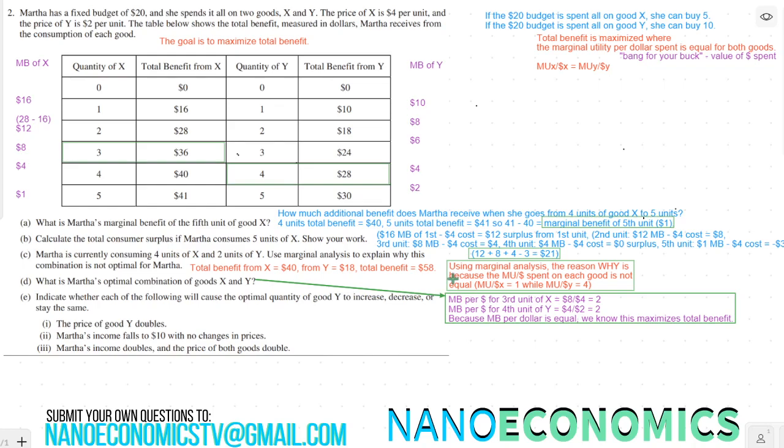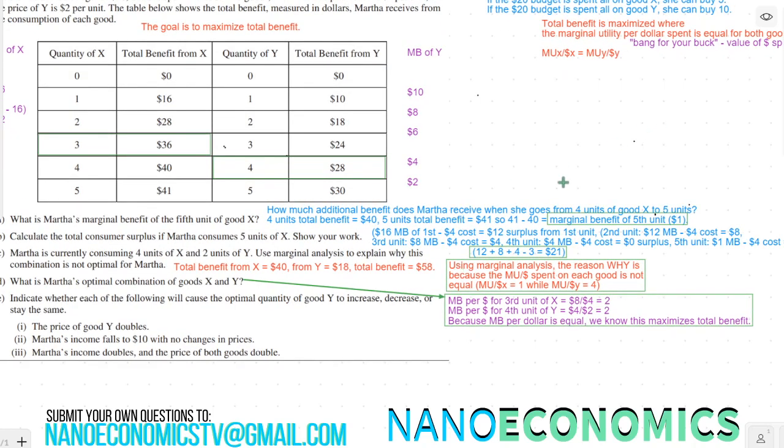The fact that it's not equal, the fact that there's less marginal utility per dollar for one or another, are all different ways that you can answer this. But there's no element of your score that would be from calculating anything but the marginal utility per dollar on either of those goods.